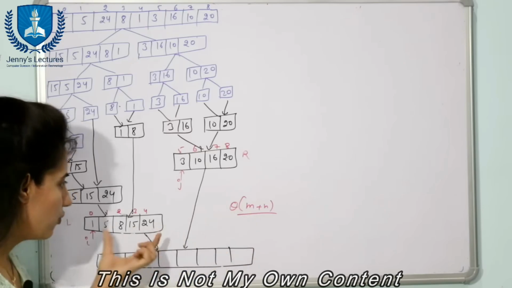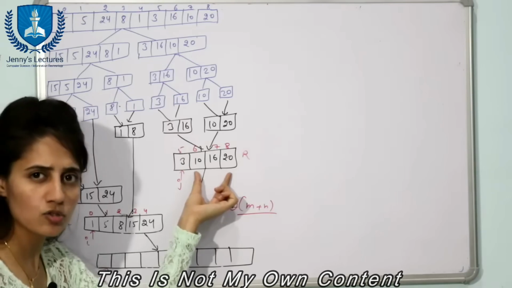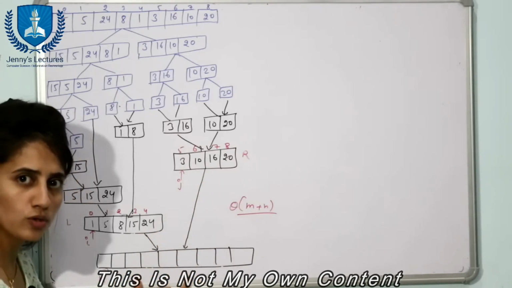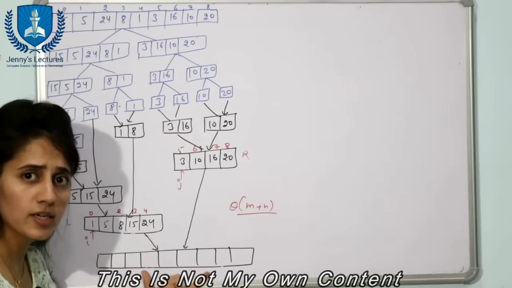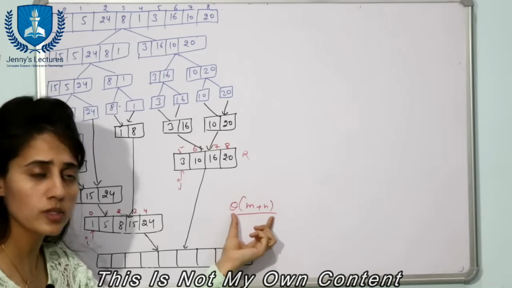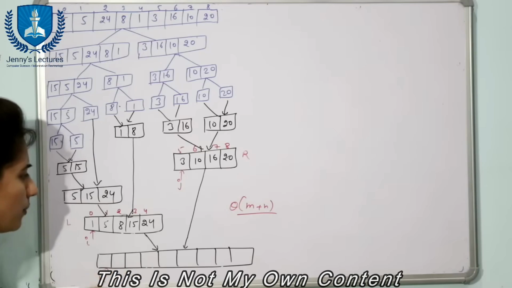M is the number of elements in one sorted sublist, n is the number of elements in another sorted sublist. When you add these elements into this one, how many elements would be there in this sublist? M plus n. So the time complexity for this merge function would be theta(m plus n). Fine. Now how is merging to be done?